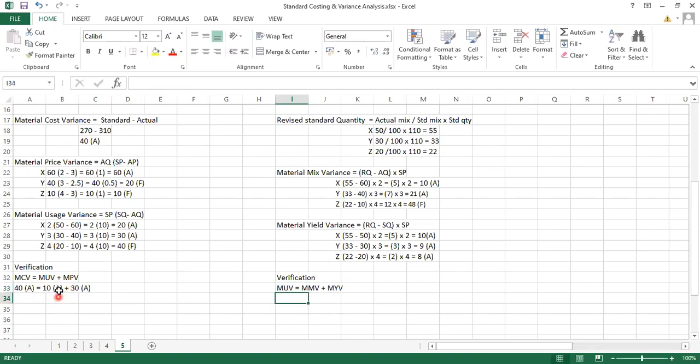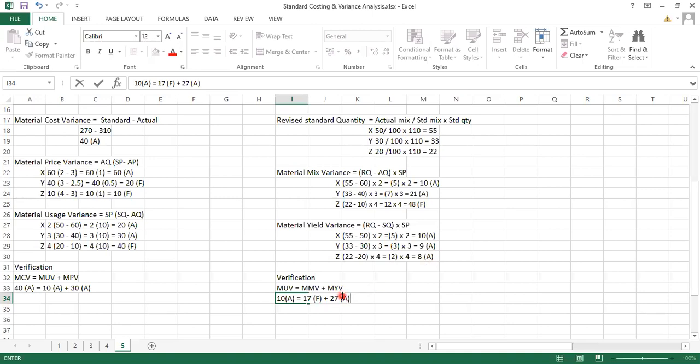Usage variance, see here how much it came, 10 adverse. This will be equal to, total this, 10 plus 21, so it is 31. 31 minus 48, 17 adverse. Oh, 17 favorable, sorry. Plus material yield variance, 10 plus 9 plus 8. So this is 27 adverse.